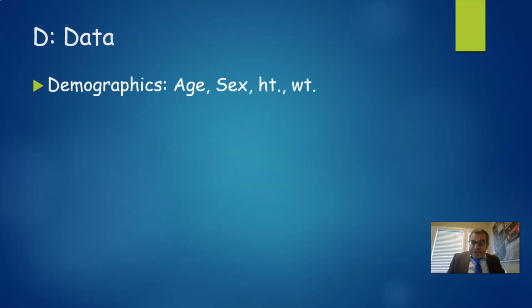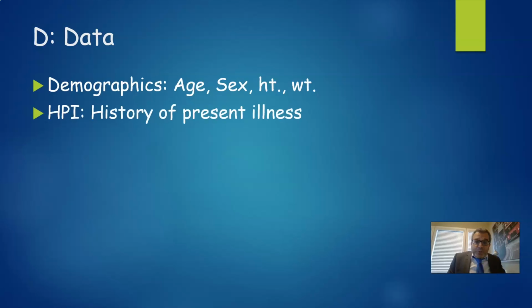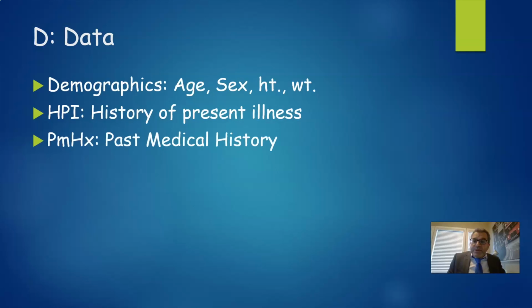When you write a DAP note, first you think about demographics: patient age, sex, height, weight. Then history of present illness, which is why you are seeing this patient. The patient was complaining of some symptoms or has an illness that's uncontrolled. And then you write the past medical history, like, for example, previous history of hypertension, diabetes, and so on.